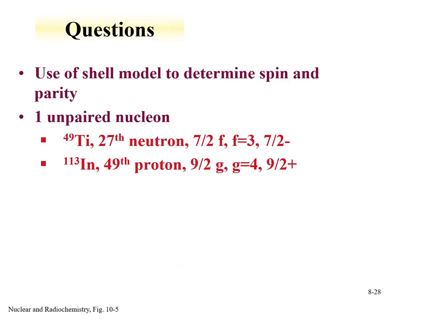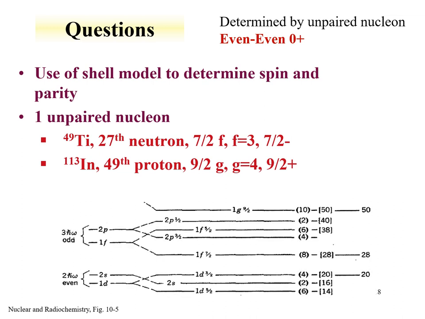Another important concept discussed in this lecture is the use of the shell model to determine spin and parity. We discussed that the spin and parity is determined by unpaired nucleons in the nucleus. All even nuclei, with an even number of protons and an even number of neutrons, have no unpaired nucleons, so all even nuclei have a ground state spin and parity of 0+. If we have a nucleus with one unpaired nucleon, we can use the shell model to evaluate what the spin and parity should be.